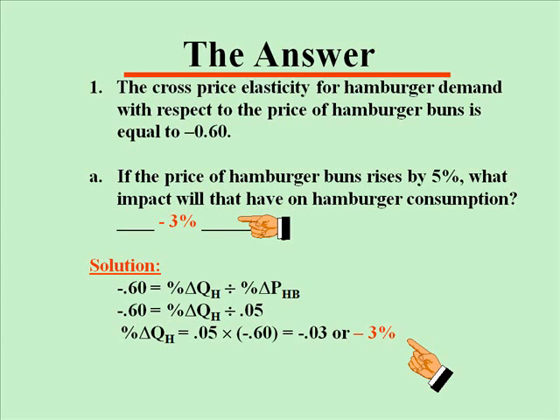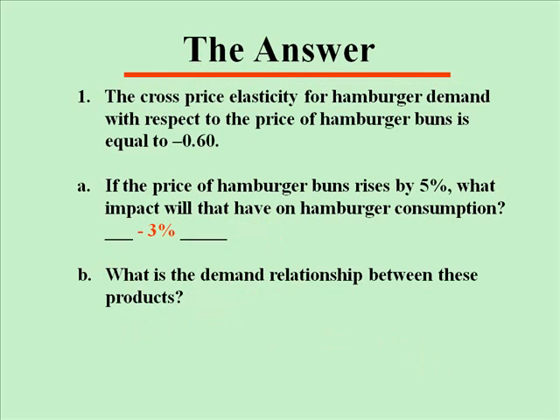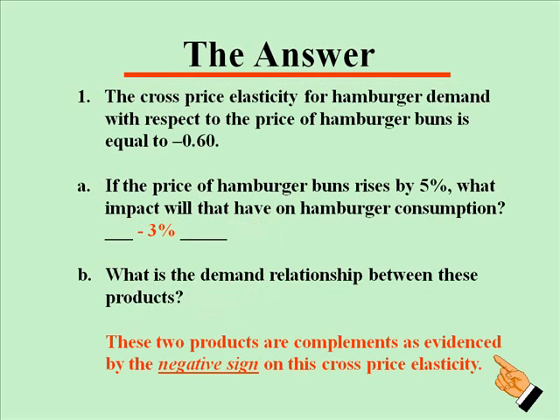So if the price of hamburger buns increases by 5%, we're going to see an impact on hamburger consumption. People will demand fewer hamburgers because hamburger buns are more expensive, and those two go together. So the demand relationship between the two products is that they're complements. There's a negative sign in the cross-price elasticity, and that means that the two goods go together and are complements.